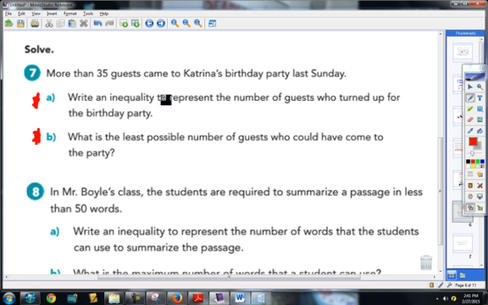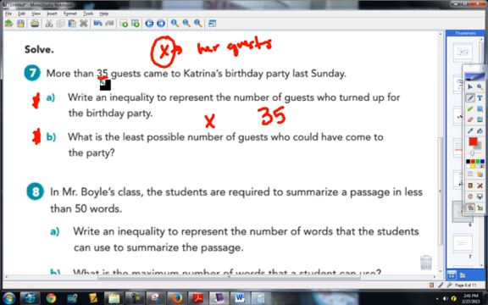Okay, more than 35 guests came to Katrina's birthday party last Sunday. So we're going to let X be her guests, how many guests she had. We do not know how many guests came to her party, so we give it the variable. So we're going to put X in there. We know that the number 35 was given. Now what we have to determine is, how many could she have had?